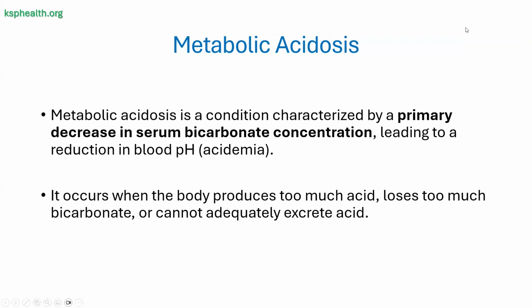Metabolic acidosis is a condition characterized by primary decrease in serum bicarbonate concentration. It leads to decrease in blood pH. That's called acidosis. It occurs either because of too much acid, loss of too much bicarbonate, or inability to excrete the acid.